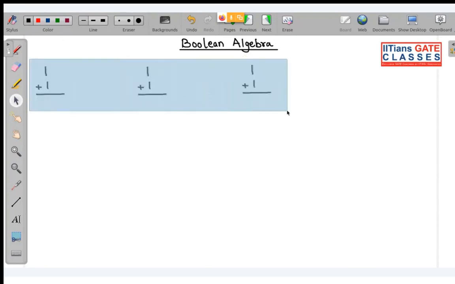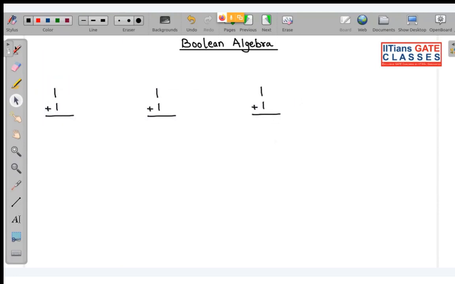So let me ask you, what is 1 plus 1? You will very eagerly answer, sir, that 1 plus 1 is 2. But in which format? It is our decimal numeral. Now if I ask you 1 plus 1 in binary, you will say, sir, 1 plus 1 is 0, carry 1. This is 1 0, which is 2 in decimal. Now in Boolean, what is 1 plus 1?